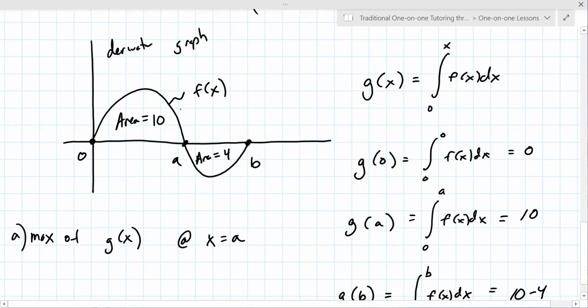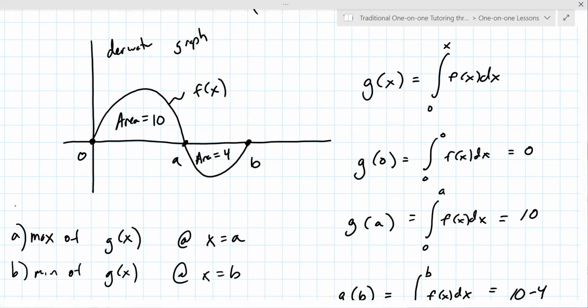because all the area is contributing positively from 0 to a. So then the minimum would be b. Yeah, the min of g of x is at x equals b, because now you have positive area and then negative area taking away from it.